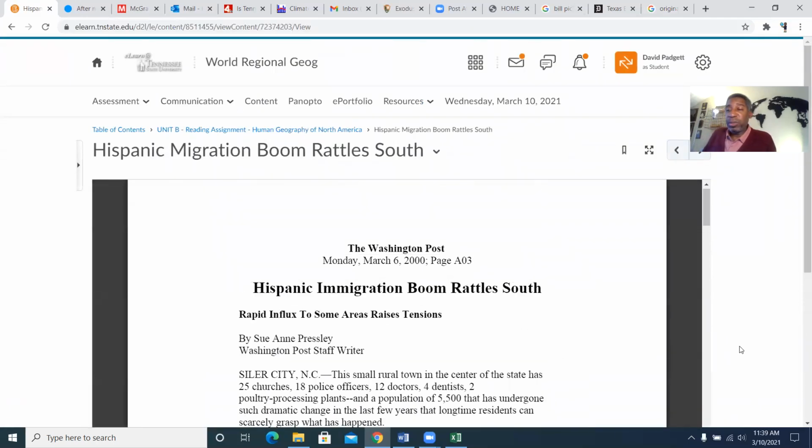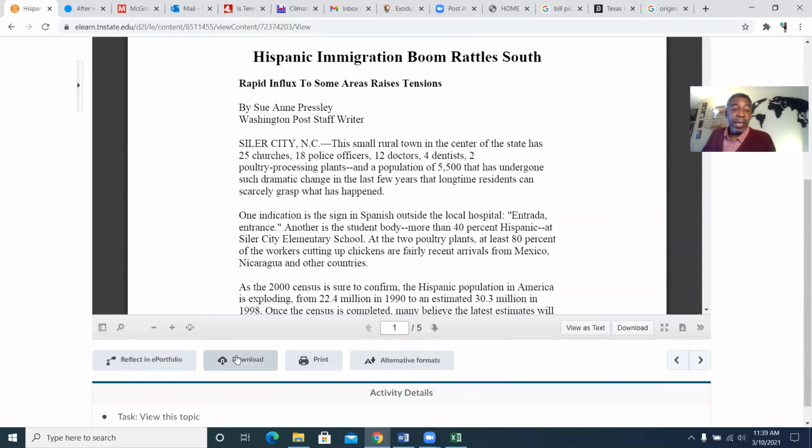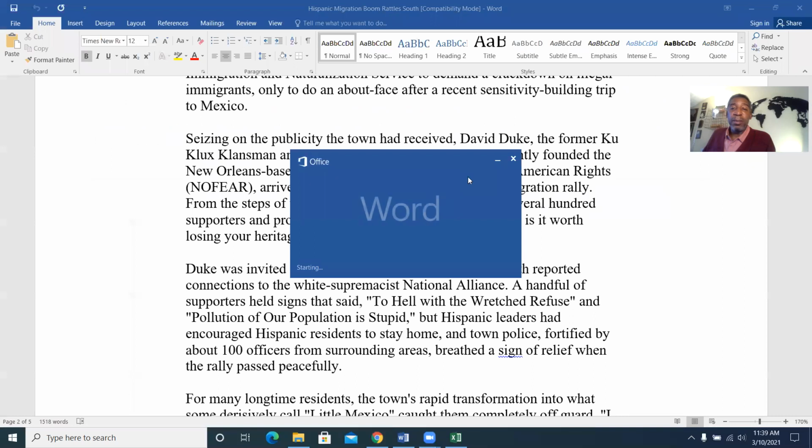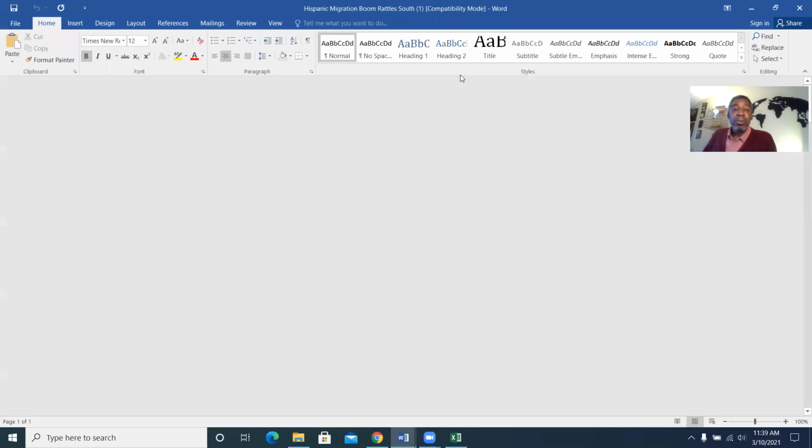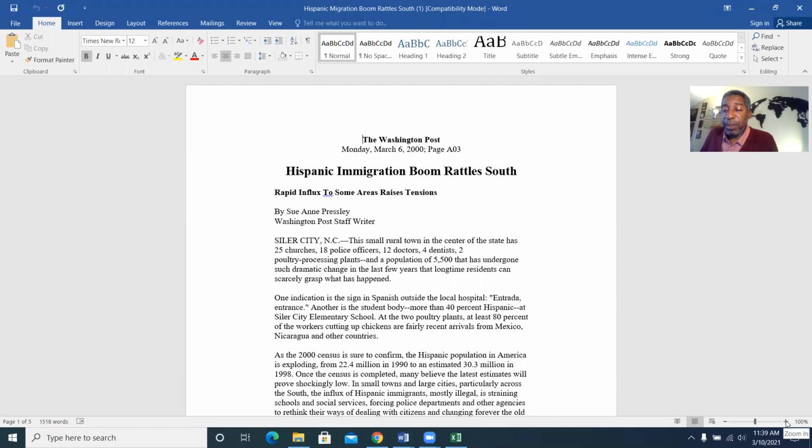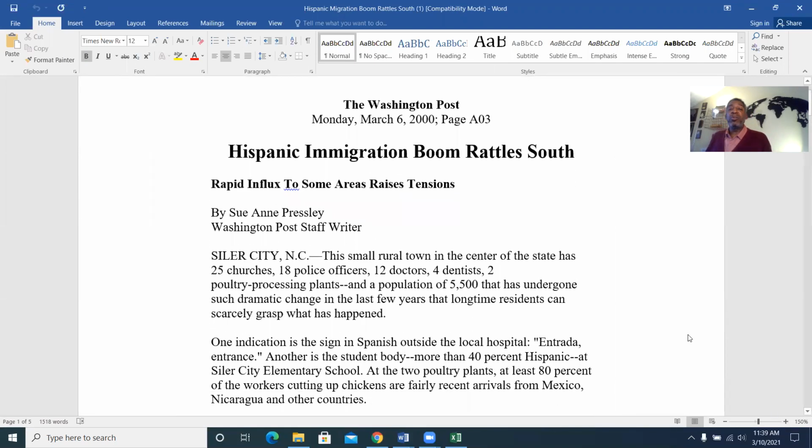And so this article is somewhat, in my opinion, misnamed. It says Hispanic immigration boom rattles South. I would say it would be more aptly titled Hispanic internal migration boom rattles the South. So what is this article talking about? So if you remember from our early discussion, we made note of the fact that the majority of the Latinx population in this country is situated along the U.S.-Mexico border.